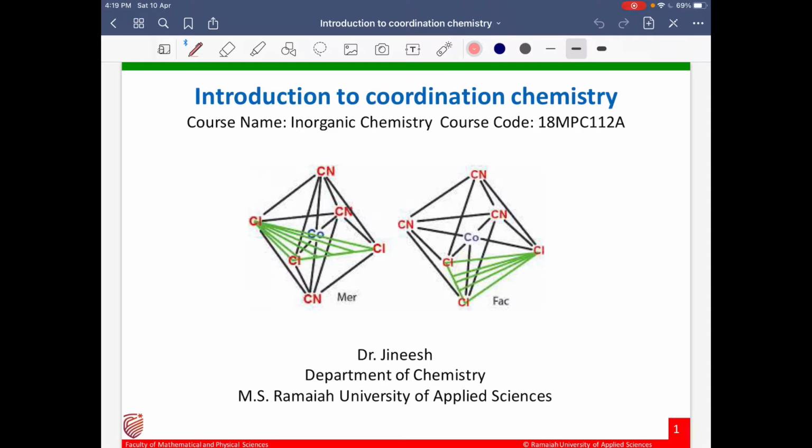In this lecture, we will study a basic introduction to coordination chemistry. I am Dr. Jinesh, from the Department of Chemistry, MS Ramaiah University of Applied Sciences.